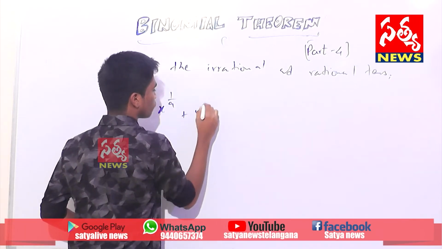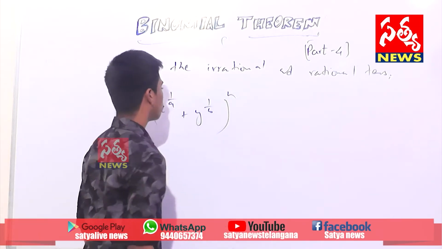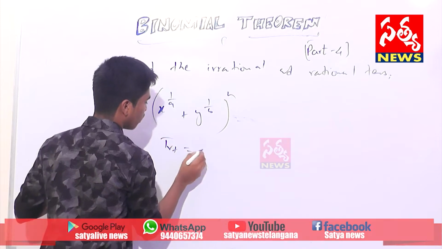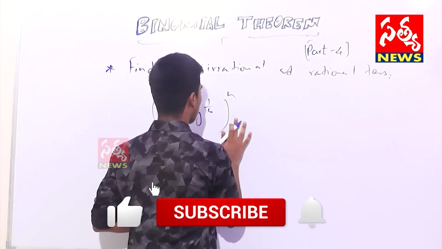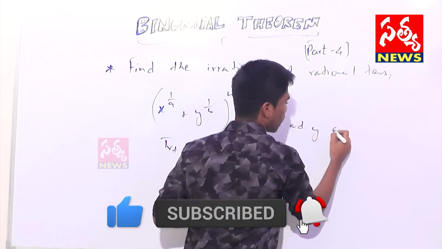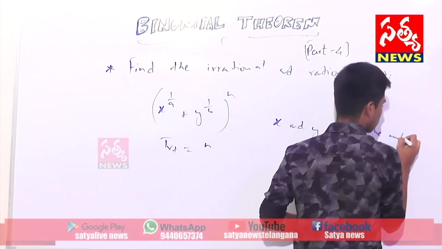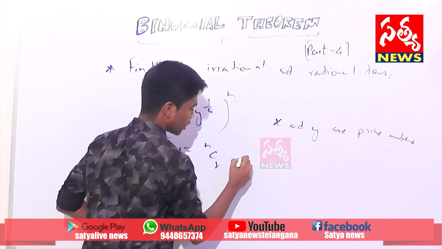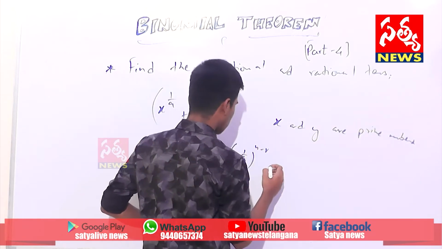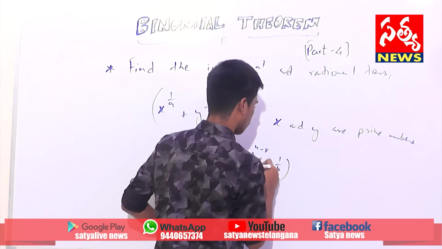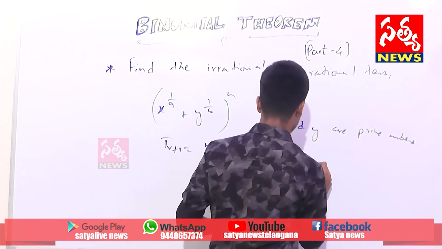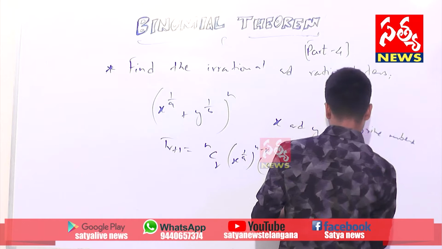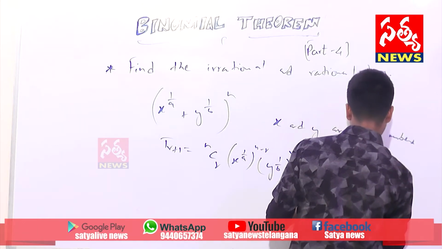(x^(1/a) + y^(1/b))^n. This is a binomial expression where the general term is T(r+1), and the main condition is that x and y are prime numbers. T(r+1) equals nCr (x^(1/a))^(n-r) (y^(1/b))^r, which is x^((n-r)/a) into y^(r/b).